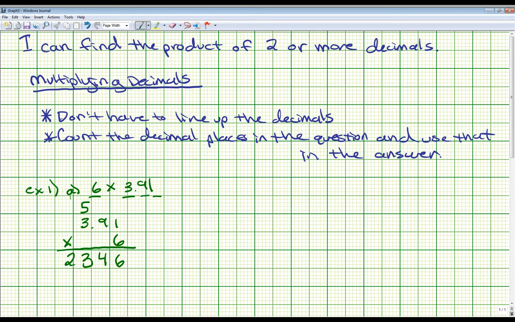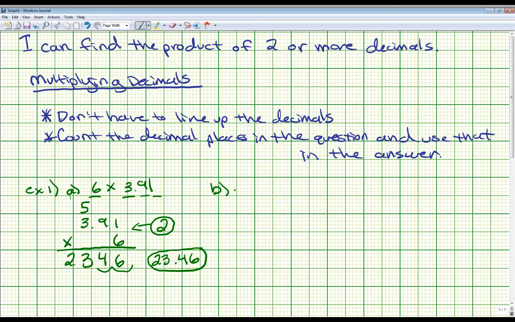Now here's where the second little key idea comes in. I'm going to count the decimal places in the question. Here's my decimal. I have 2 decimal places after the decimal. That tells us down here in our answer, we're going to move the decimal in, or to the left, 2 spots. So our final answer here will be 23.46. So you count how many decimal places you see up here. That's how many times you move it to the left in our answer.